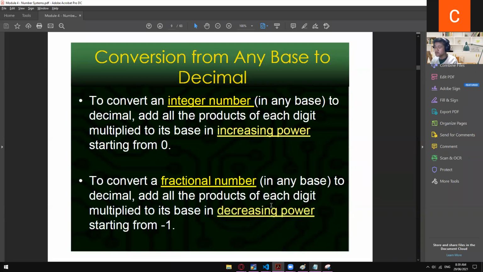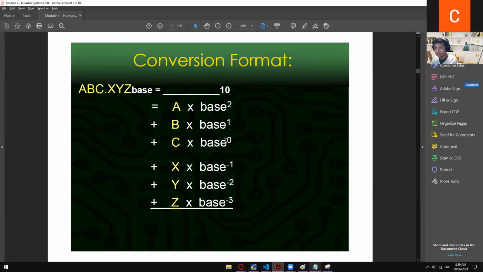Okay. So for you to be able to appreciate this one, let me show you guys the format. So we have here the whole number. ABC is just a variable, so it could be any number as long as it's a whole number. And then XYZ is the representation for the fractional part. Starting from the point right here, it's being separated into the whole number and then the fractional number. So here's the whole number and here's the fractional number.